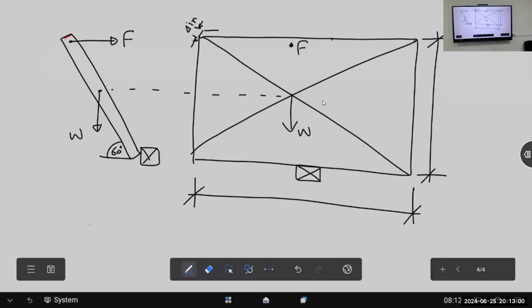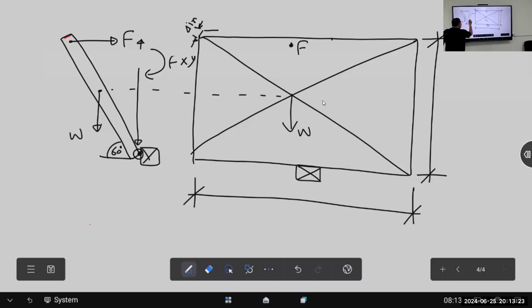So now there is a combination between both. Why? Because here is the focal point. This is the overturning point. So now, the moment is coming from where? Coming from F, F multiplied by Y. Where is Y? Up.